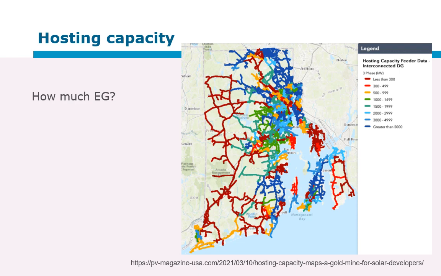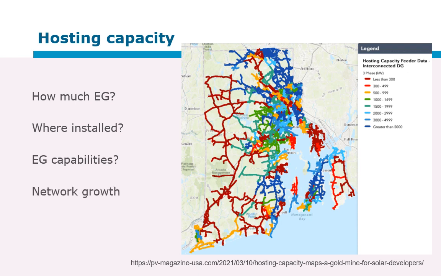The hosting capacity depends on many factors, such as where it is installed and what the capabilities of the EG are, for example control settings and the presence and planned use of battery storage. This is linked to the master planning process, since normal evolution of the network, extensions and strengthening of the network implies that the hosting capacity will also change.